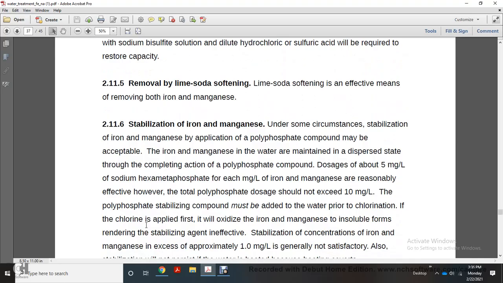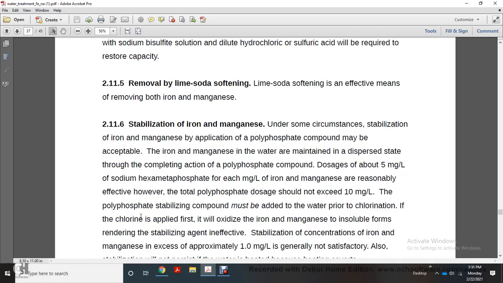Stabilization of iron and manganese. Under some circumstances, stabilization of iron and manganese by the application of a polyphosphate compound may be acceptable. Iron and manganese in the water are maintained in a dispersed state through the sequestering action of the polyphosphate compound. Dosages of about 5 milligrams per liter of sodium hexametaphosphate for each milligram per liter of iron and manganese are reportedly effective. However, the total phosphate dosage should not exceed 10 milligrams per liter. The polyphosphate stabilizing compound must be added to the water prior to chlorination.